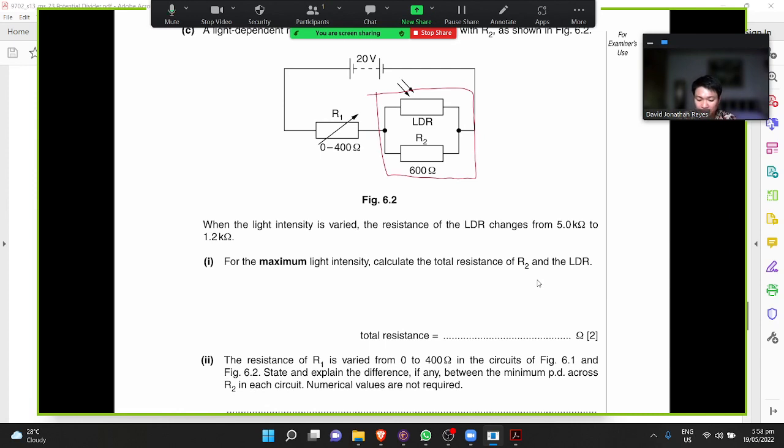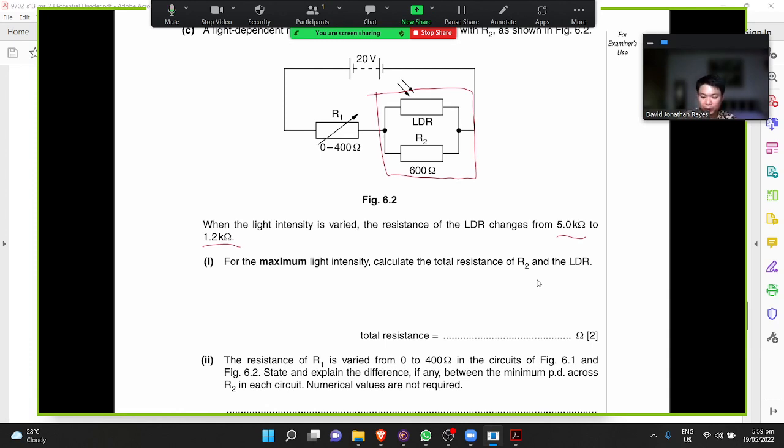Now it says here, when the light intensity is varied, the resistance of the LDR changes from 5 kilo ohms to 1.2 kilo ohms. Now take note that an LDR works in such a way that if light is shone onto it, its resistance decreases. Okay? So maximum light, lower resistance. Minimum light, higher resistance. So in this case, maximum light, we're going to use the 1.2 kilo ohm resistance.